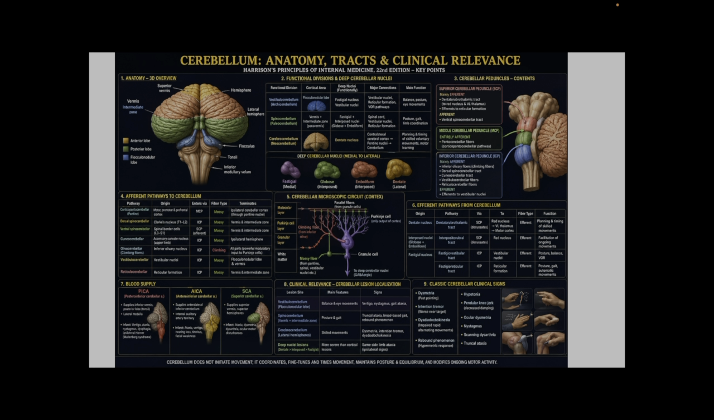Corticopontocerebellar, what are the afferent pathways? From cortex, pons to cerebellum. Dorsal and ventral spinocerebellar, from spine to cerebellum. Cuneocerebellar, vestibulocerebellar, reticulocerebellar and olivocerebellar. So CRO: cuneo, vestibulo, reticulo and olivocerebellar.